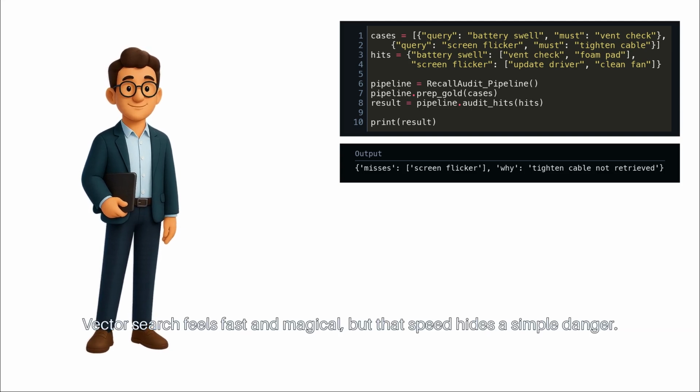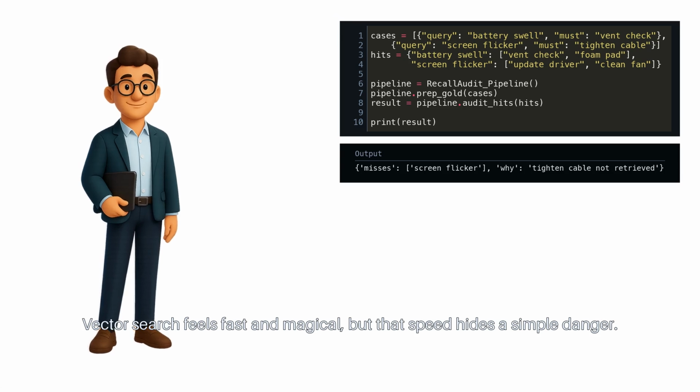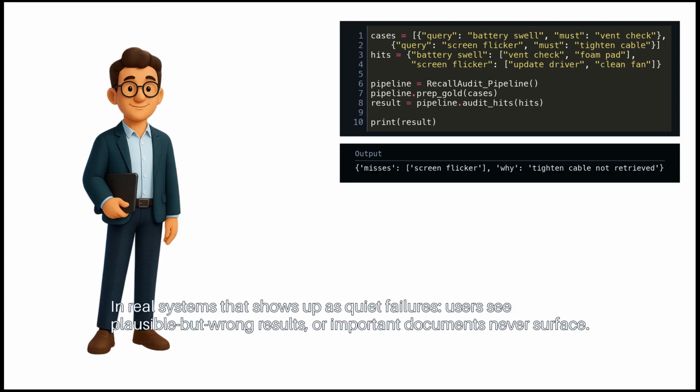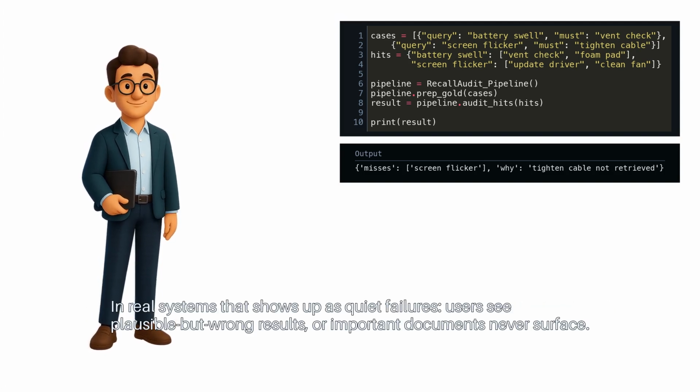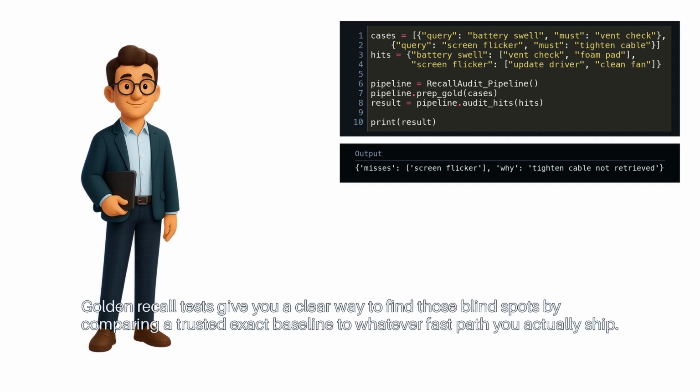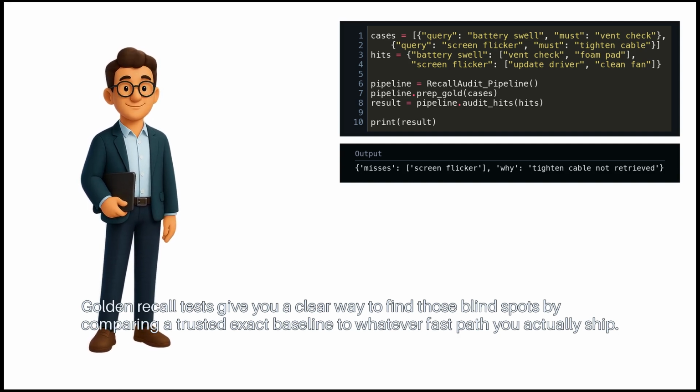Vector search feels fast and magical, but that speed hides a simple danger. If the candidate set never contains the true answer, no amount of ranking saves you. In real systems, that shows up as quiet failures. Users see plausible but wrong results, or important documents never surface. Golden recall tests give you a clear way to find those blind spots by comparing a trusted exact baseline to whatever fast path you actually ship.